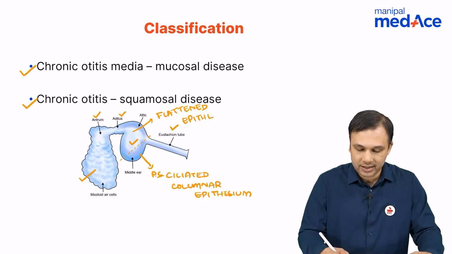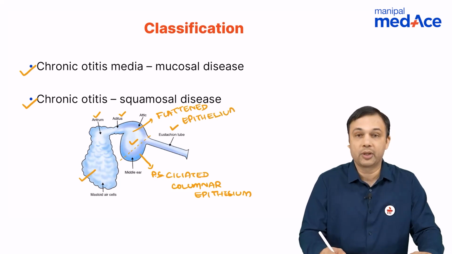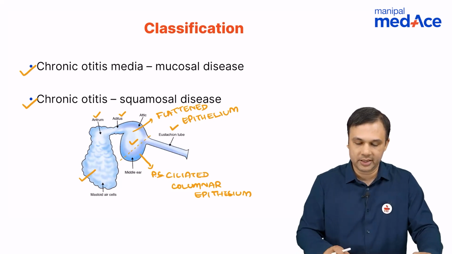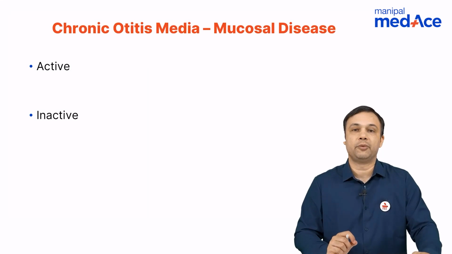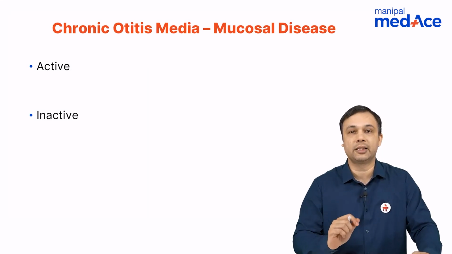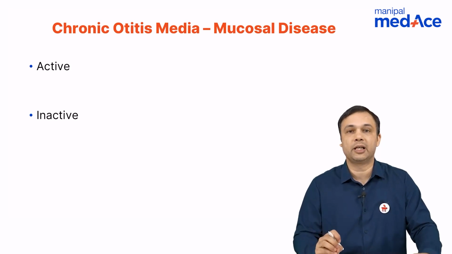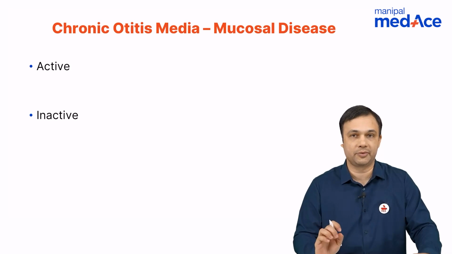So, why did this come here? This is important for the simple reason that the nature of the discharge and the quantity of the discharge depends on this epithelium. So, now let us go into the classification in detail. We have mucosal disease. This is the recent classification that has come forth. It is divided into mucosal and squamosal disease, and both of these have got active as well as inactive stages.